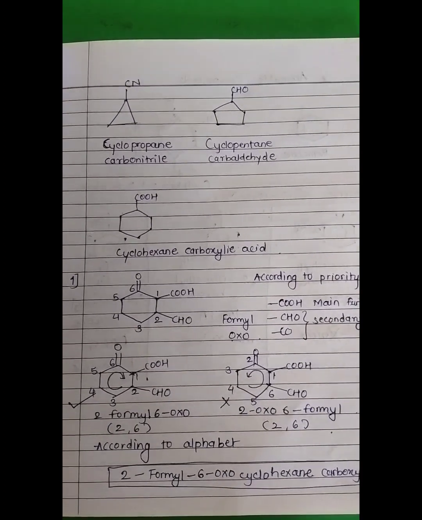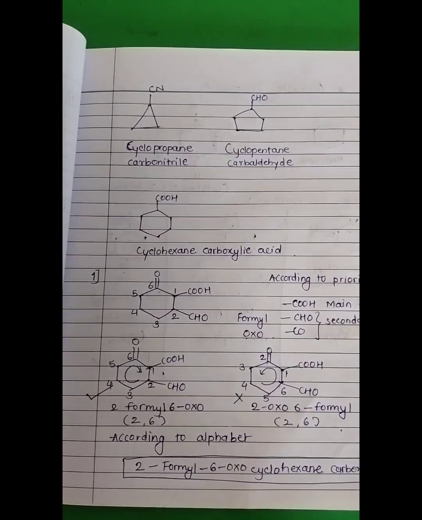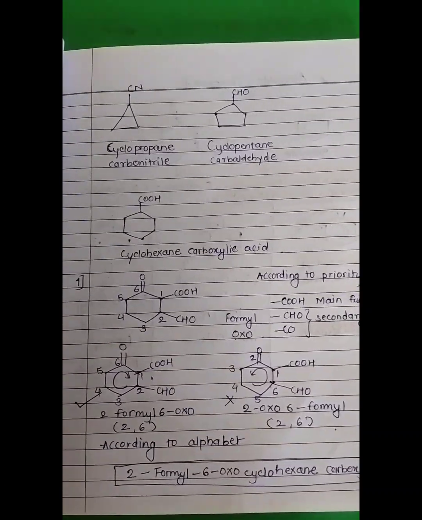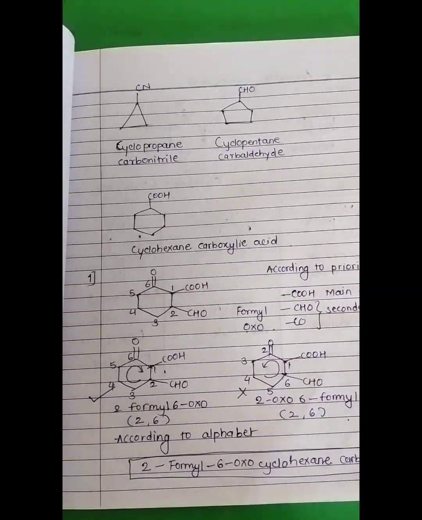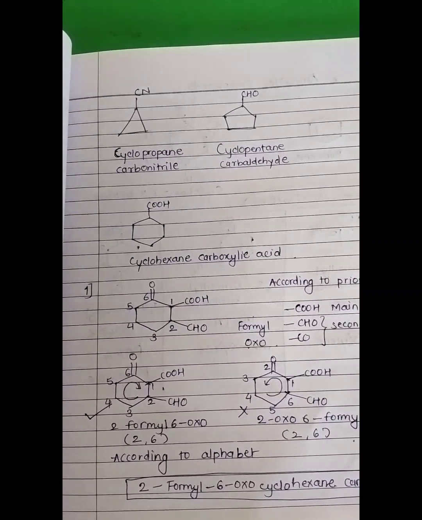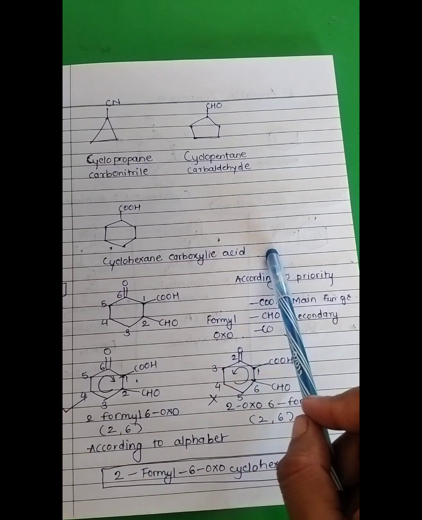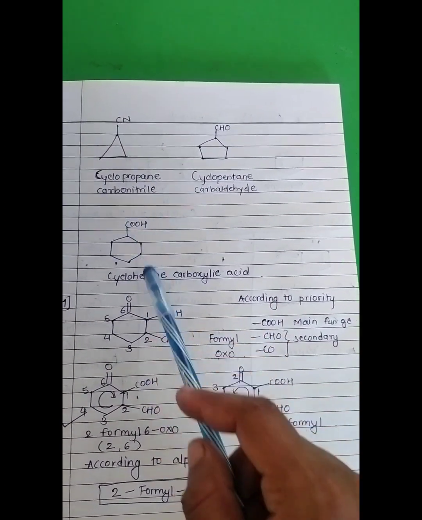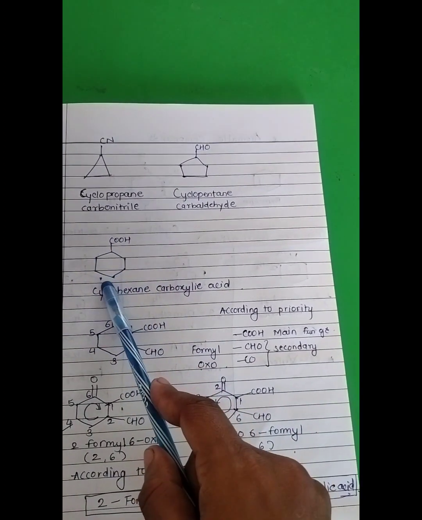So naming of this cyclic compound: it is cyclic, so cyclo. There are a total of 3 carbons, so propane, and a CN cyanide group is present, so carbonitrile. So cyclopropane carbonitrile. Here, cyclopentane carbaldehyde. Here, cyclohexane carboxylic acid, because a carboxylic group is attached and there are a total of 6 carbons, so hexane and cyclic form, so cyclo.